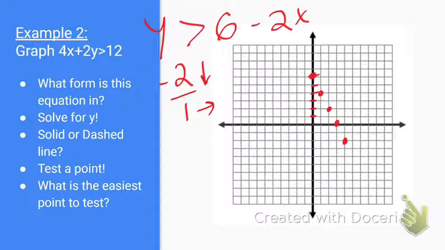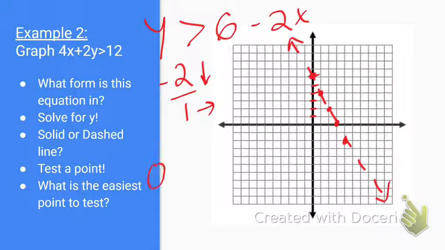Why is it dashed again? Because it's just y is greater than. There's no equal to. How do you make a dash line? Like this? Like that?